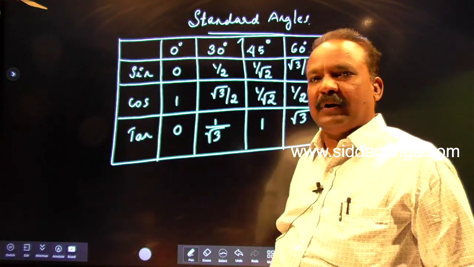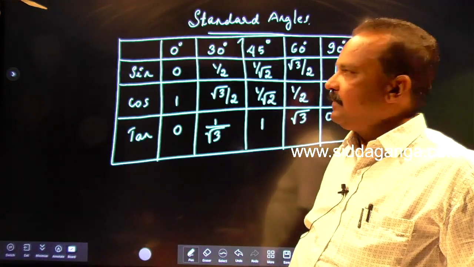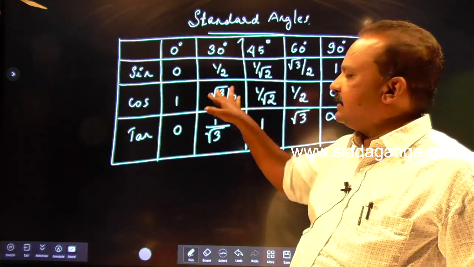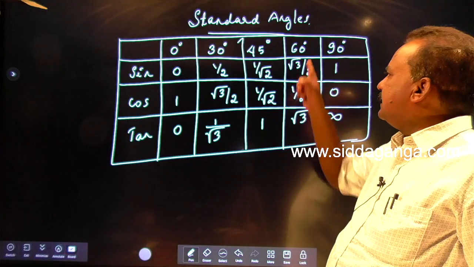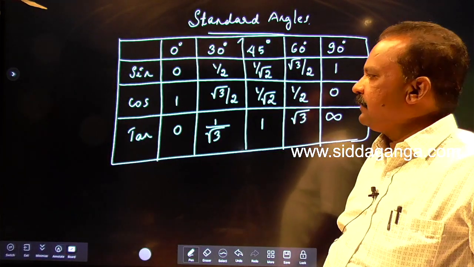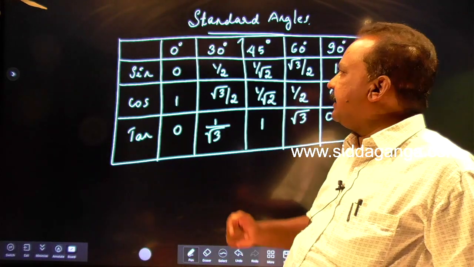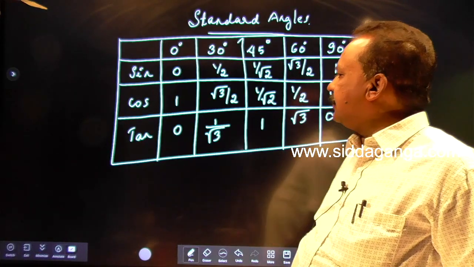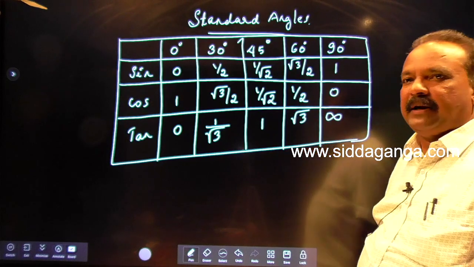Similarly, reciprocal of cos function is secant. Secant 0 is 1. Secant 30 is, take its reciprocal, 2 by root 3. Secant 45, root 2. Secant 60, 2. Secant 90, infinity. Tan 0 is 0, so cot 0 is infinity. Cot 30 is root 3. Cot 45 is 1. Cot 60 is 1 by root 3.